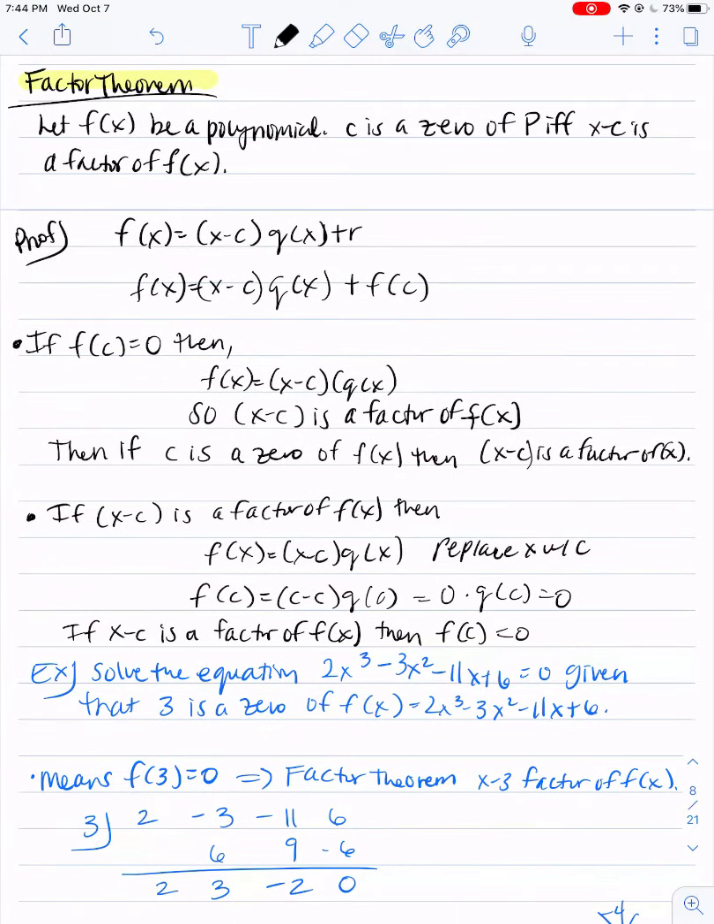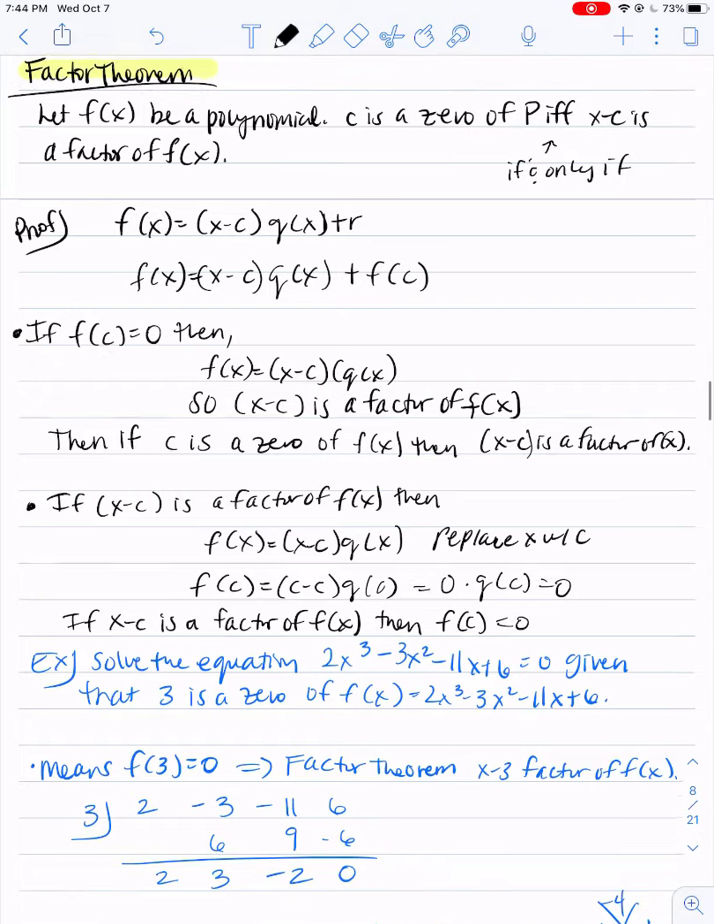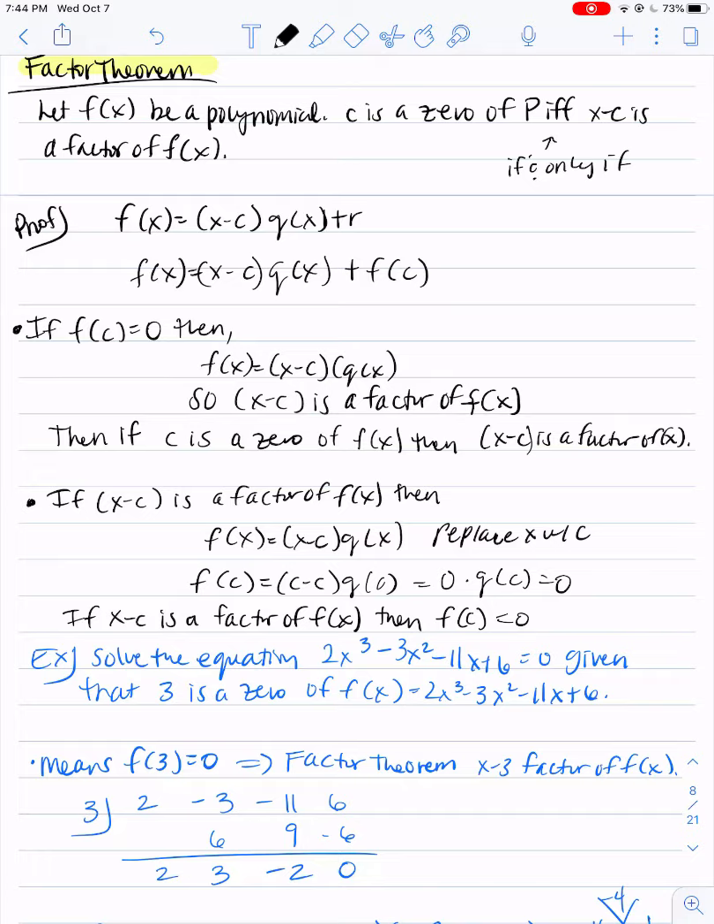Alright, so for our factor theorem, let f of x be a polynomial. Then c is a zero of f if and only if x minus c is a factor of f of x. So we'll go ahead and do a proof of that. So we have f of x equals x minus c times q of x plus r.